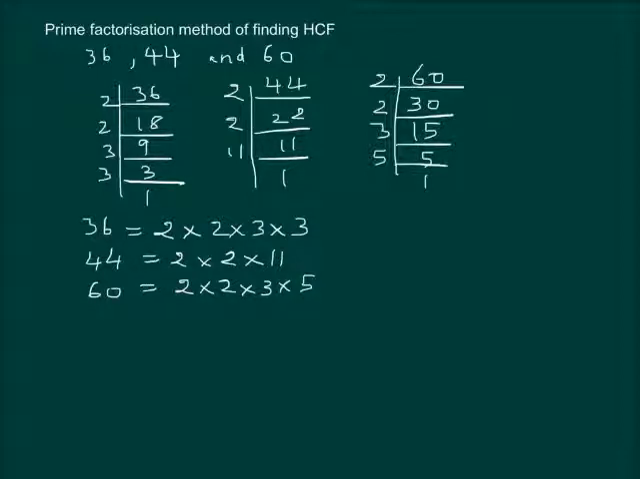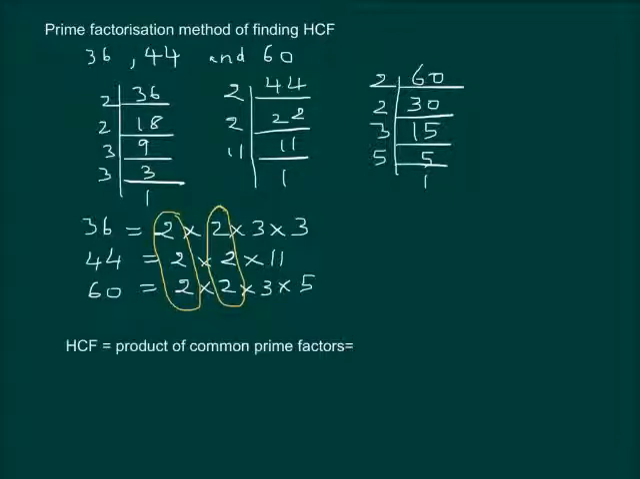Next we mark the prime factor that appears in all the three numbers, and then HCF will be given by the product of common prime factors, that is 2 into 2, which is equal to 4. We can see that finding HCF by finding the factors of numbers or by prime factorization method is very cumbersome. So we introduce another method called successive division method.